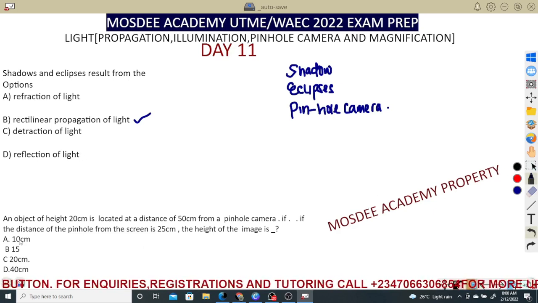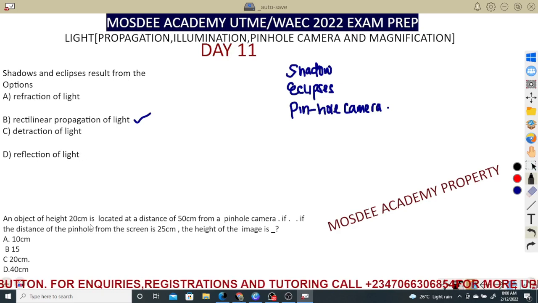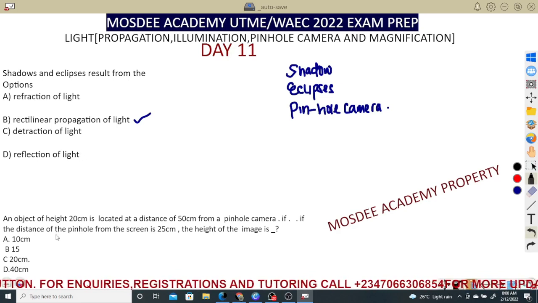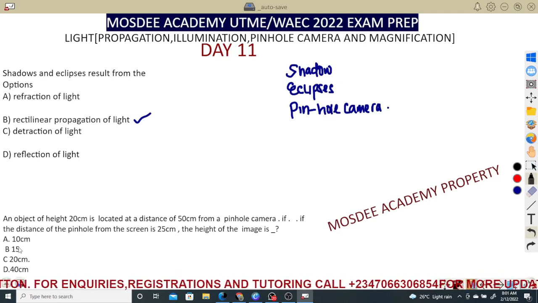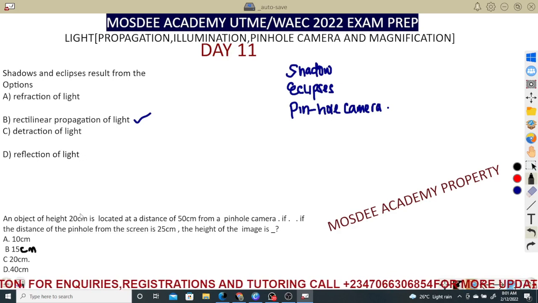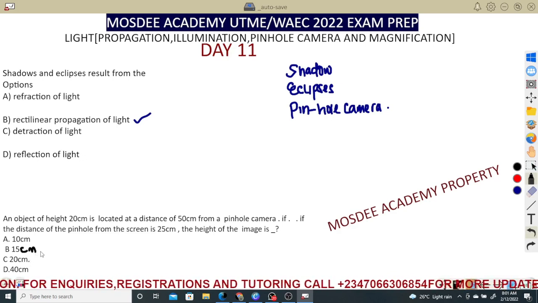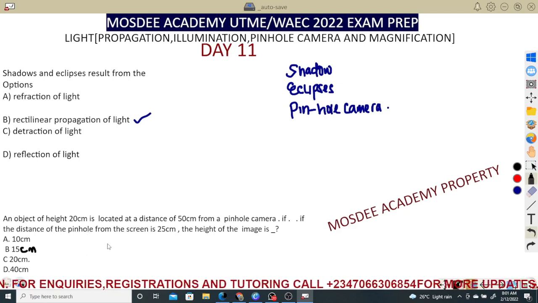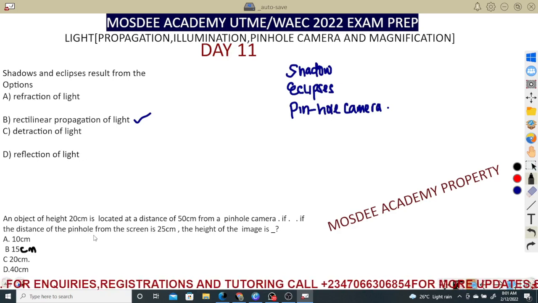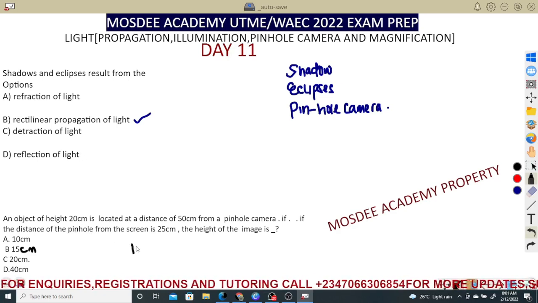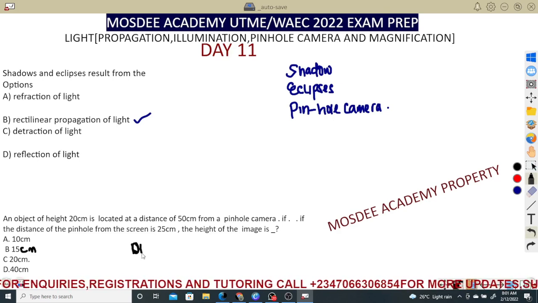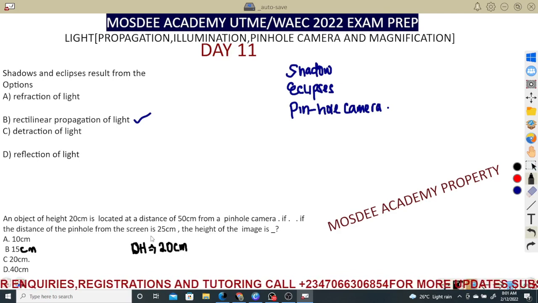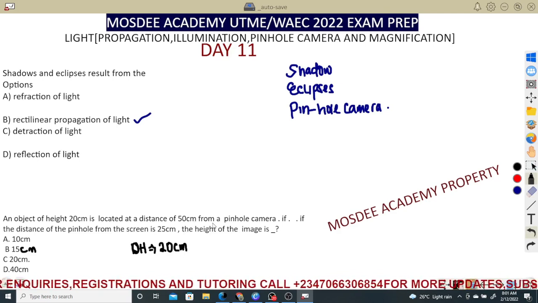The next question. An object of height 20 centimeter. Now, we need to focus on the SI unit because it's quite important. I hope this is also in centimeter, that is why I'm not going to convert. So always watch out for that in physics when you are doing physics calculations and numericals. Object of height 20 centimeter. I'm going to write that as the object height, and that is 20 centimeter, is located at a distance 50 centimeter from the pinhole.